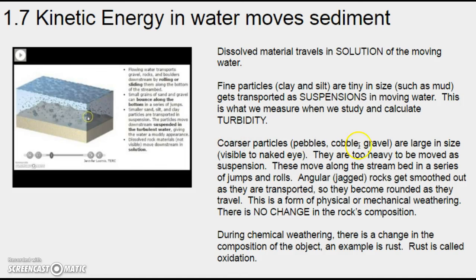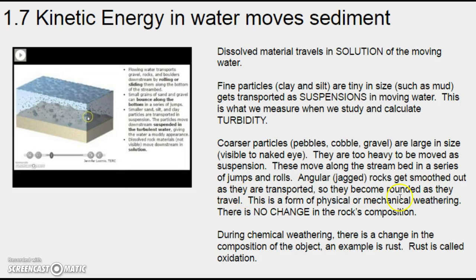Coarser particles, pebbles, cobble, and gravel, are large in size, visible to the naked eye. They are too heavy to be moved as suspension. These move along the stream bed in a series of jumps and rolls. Angular or jagged rocks get smoothed out as they're transported, so they become rounded as they travel.